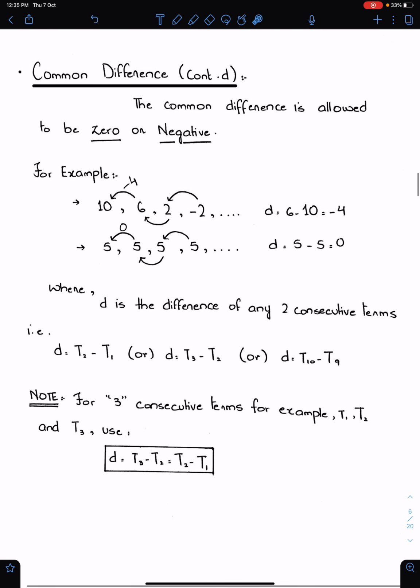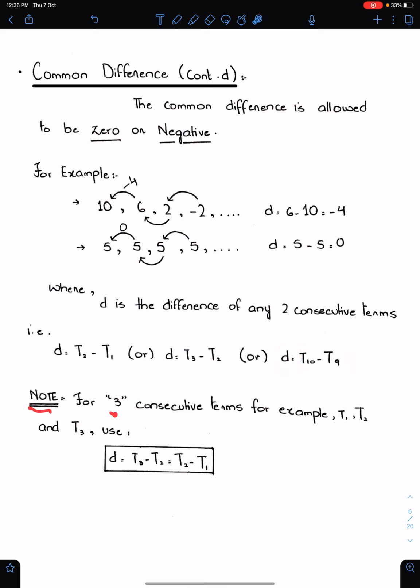Common difference D. The common difference is allowed to be 0 or negative. For example, in this sequence, common difference is negative. 6 minus 10 makes minus 4. For this sequence, common difference is 0. D is the difference of any two consecutive terms. If you take difference of these two, you'll get minus 4. So T2 minus T1, T3 minus T2, T10 minus T9, any two consecutive terms. The difference of any two consecutive terms will give you D.